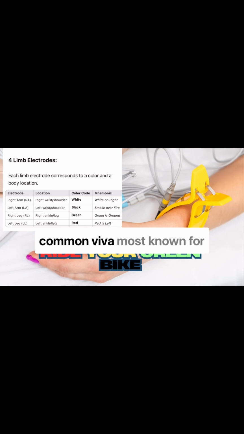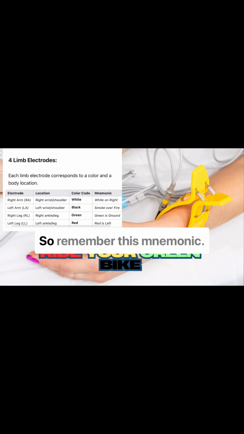Here comes a common viva question and must-know for clinical practice: the color codes of limb leads. The mnemonic is "ride your green bike." Ride is red, red is for right arm. Your is yellow, yellow is for left arm. Green is for left leg. And bike is black, black is for right leg. So remember this mnemonic.